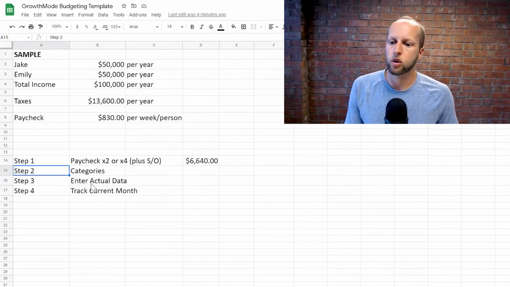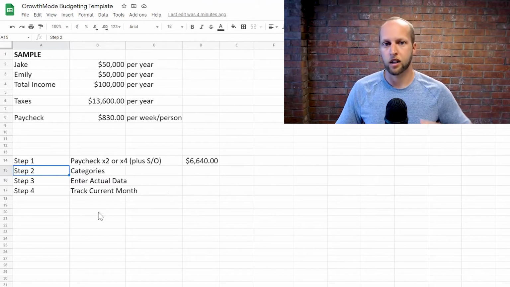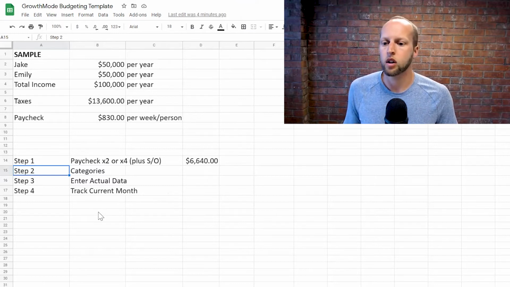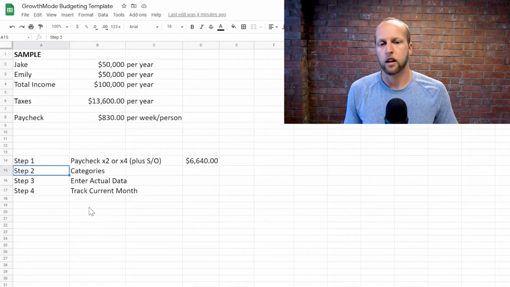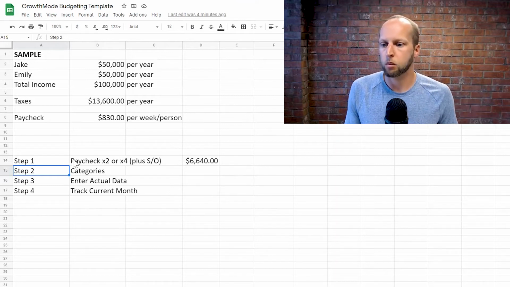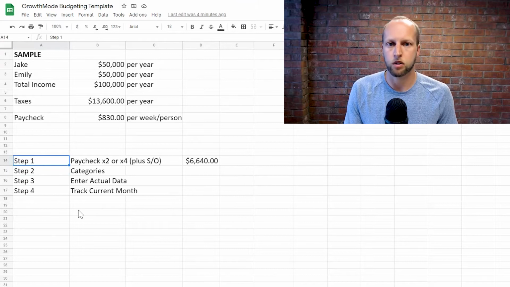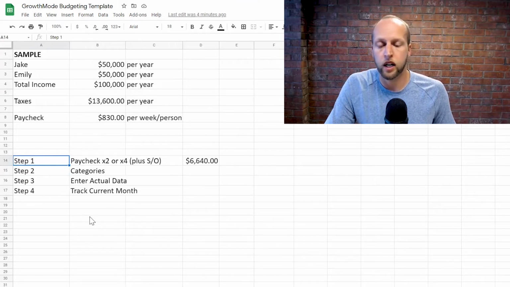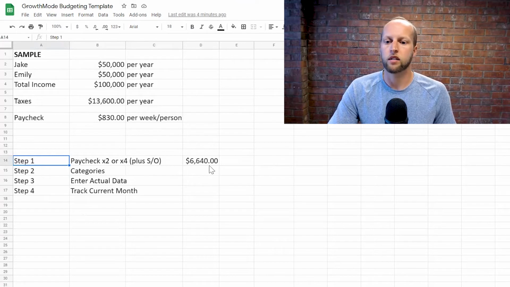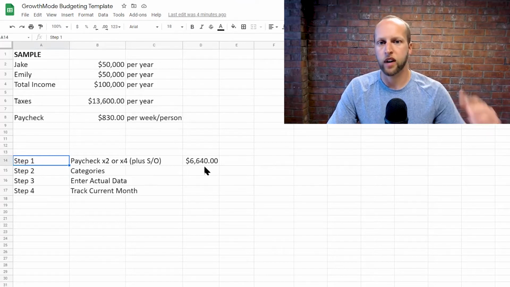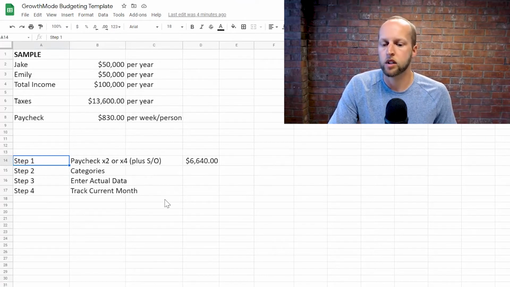Then we'll walk through entering some actual data. So that's how you actually start getting this going. You'll put in real numbers, and then you'll track the current month. And then obviously you'll do this ongoing, which we'll talk about. But those are the first 4 steps in terms of getting started. So I'd encourage you right now to just quickly pause the video, look at your paycheck, and depending on your frequency, multiply it by 2 or 4, and then you will arrive at the number that you're working with. Obviously, factor in a significant other if that's relevant to you, and come up with that number.